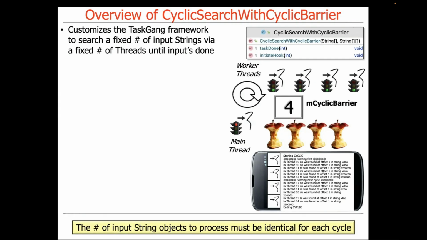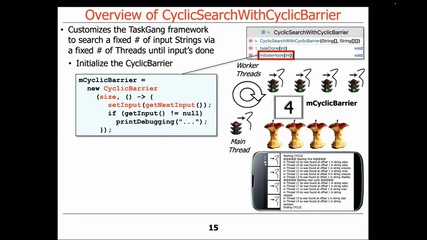And the number of input string objects to process for each cycle must be identical. We can't have 4 input strings in one cycle and 6 on the next, and then 3 on the following, and so on. They have to always be the same number, because the threads and the input elements are all bound together inexorably. So that, of course, requires us to initialize the CyclicBarrier, and we do that with our initiate hook.